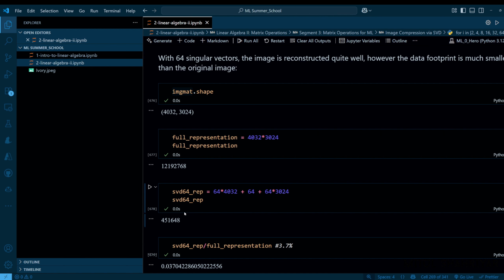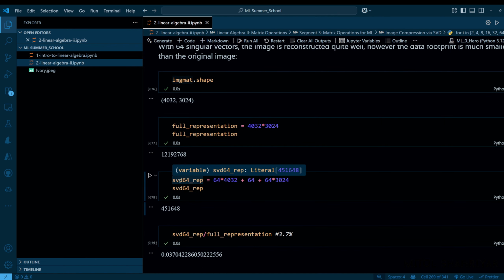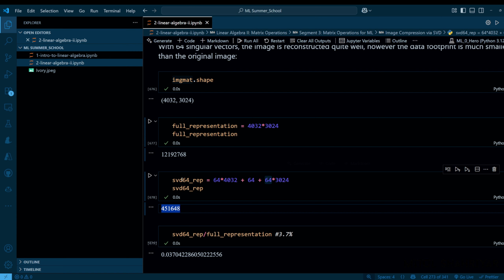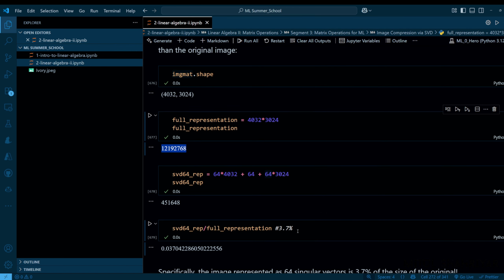Now, using the singular value decomposition, you can see we have taken just 64 singular values, 64 singular vectors. We have used 64 diagonals, and we have 64 right singular vectors. Using that, we have got this many data points. If you compare that, we have used this much data rather than this. So it is only 3.77% of this one.